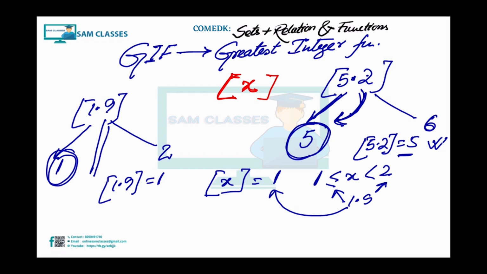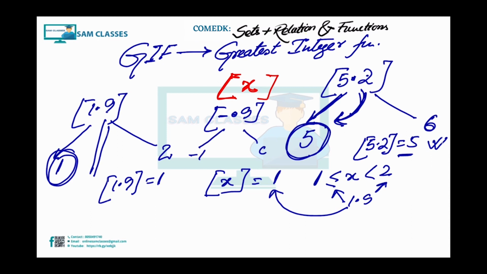So this part everybody is clear. Now what about a negative value? A lot of people are concerned about the negative value also. So let's see the negative value. Let's say we have a value, minus of 0.9.